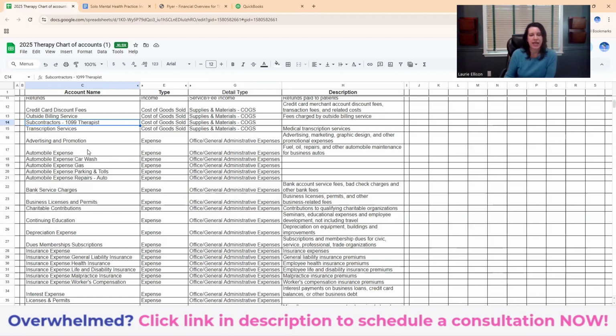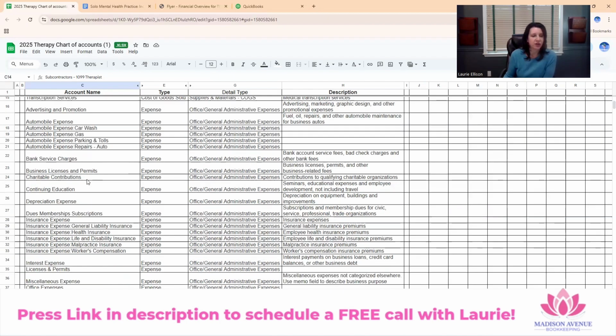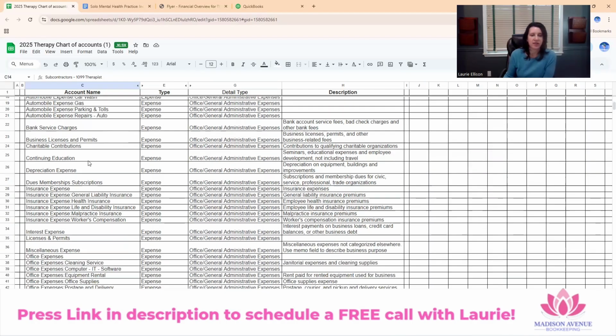If you're not doing a mileage deduction, then you could break it down even further, right? To the car wash, gas, parking and tolls, and repairs. But you really do need to find out if it's allowed for you, because usually the business would own the car in order to be taking these automobile expenses. Otherwise, you could speak to your CPA and talk about doing a mileage deduction. Okay, we have bank service charges, business licenses and permits, charitable contributions. We talked about these again. I just want to go through them in depth.